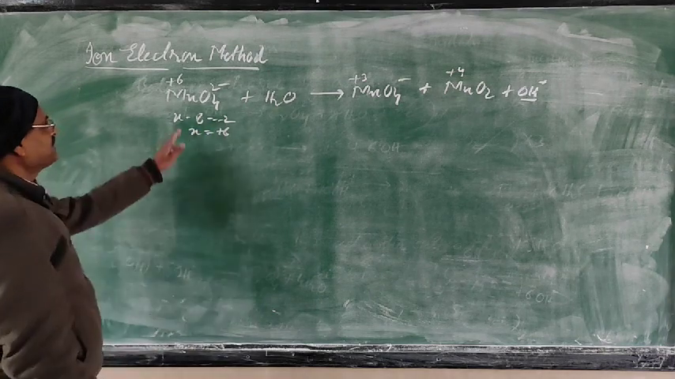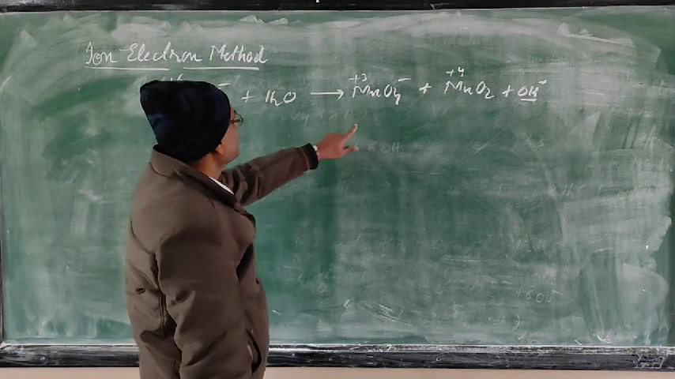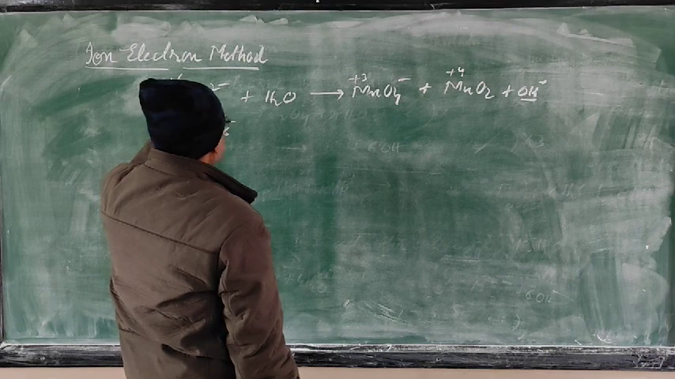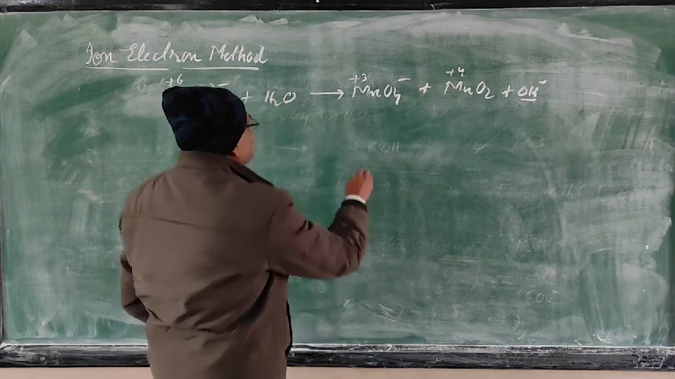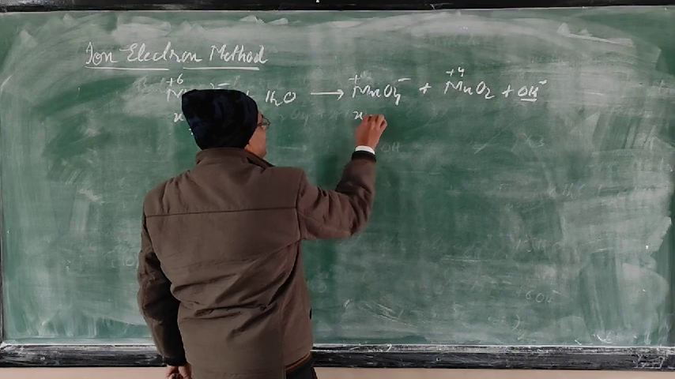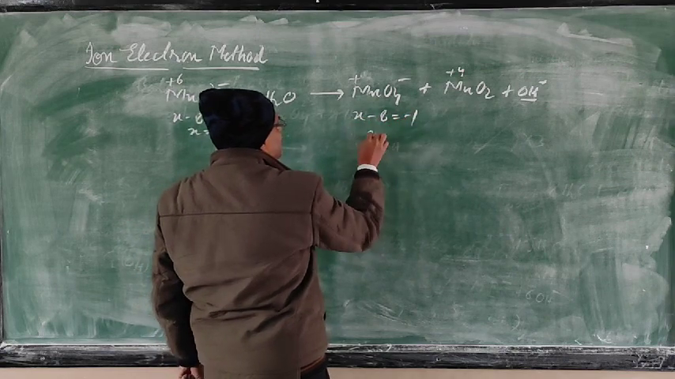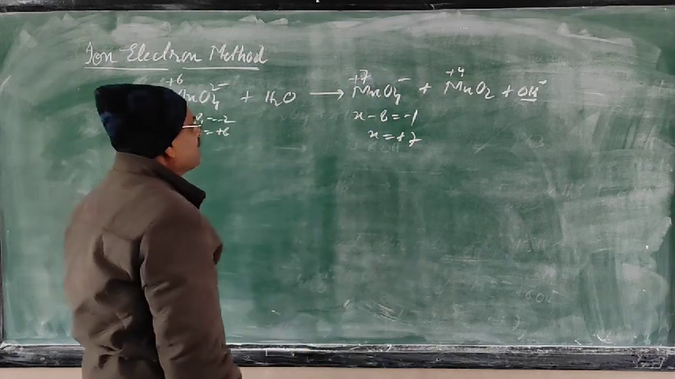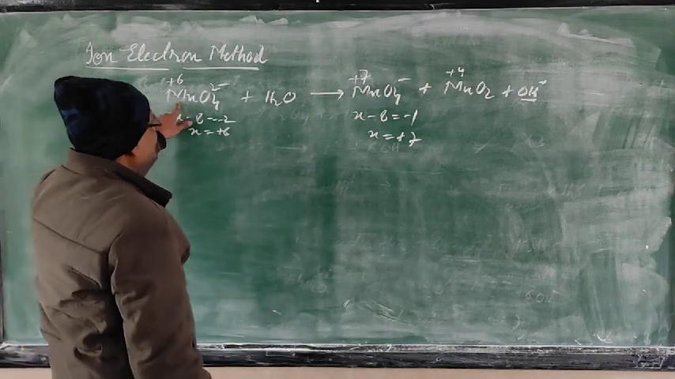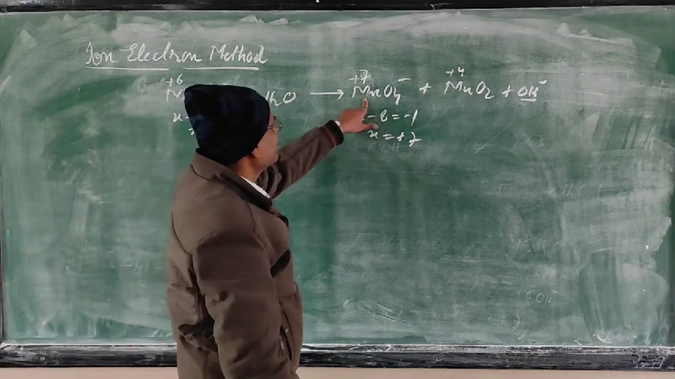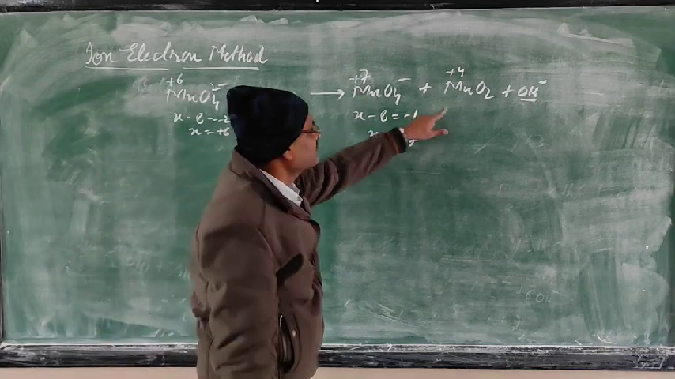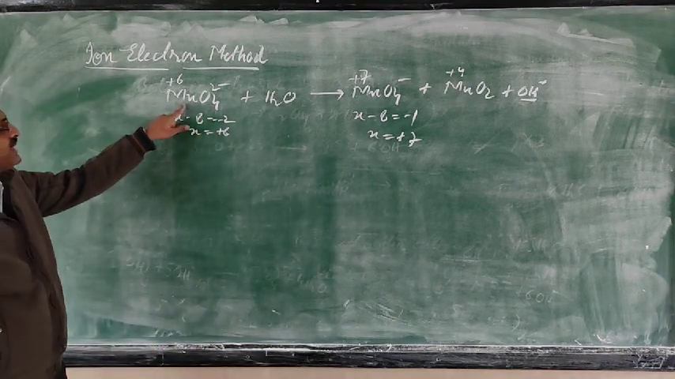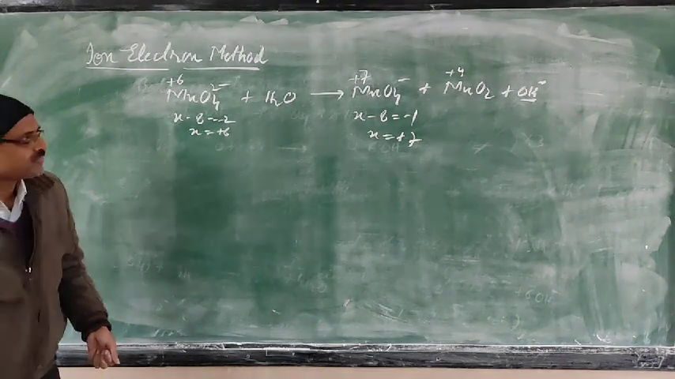So just to see, same substance is reduced. Mn plus 6 to here. This one x minus 8 is equal to minus 1, x is equal to plus 7. So this Mn plus 6 to plus 7 is oxidation, and Mn plus 6 to plus 4 is reduction. It means same substance is oxidized and reduced. So we have to take this one in our equation.